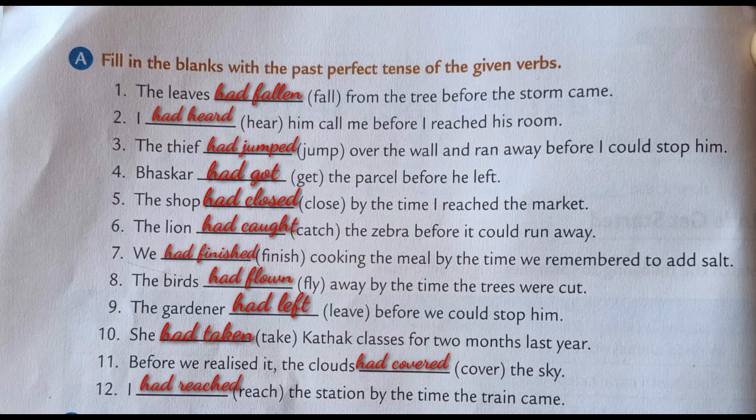Eighth one, the birds had flown away by the time the trees were cut. Here, the given verb is fly. Fly changed to flown. Then ninth one, the gardener had left before we could stop him.